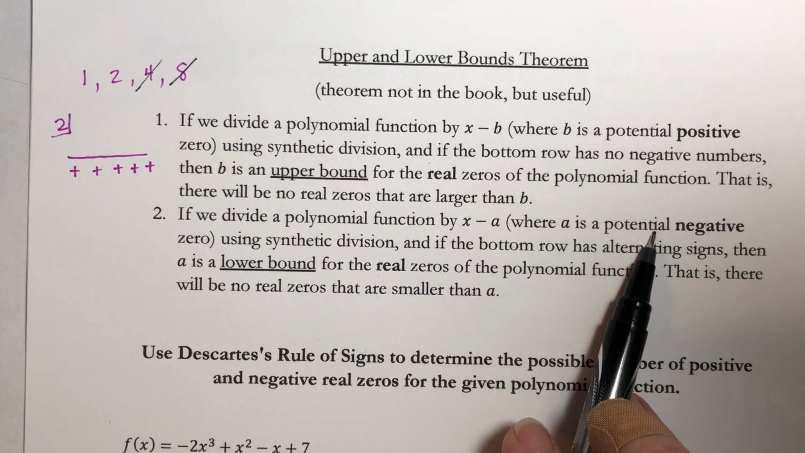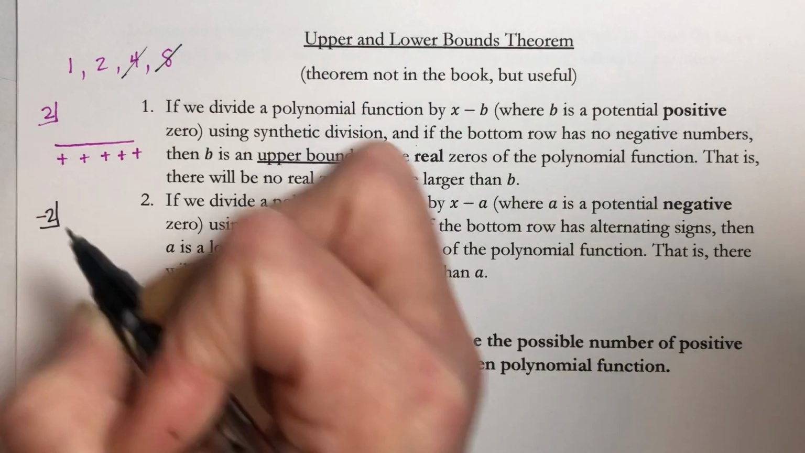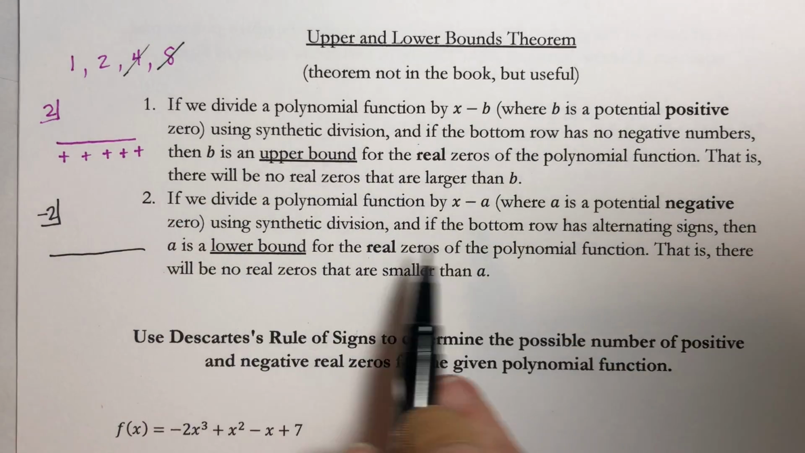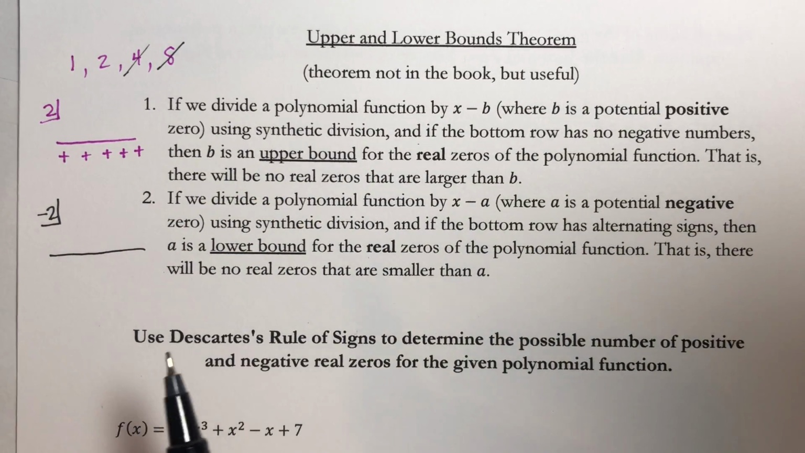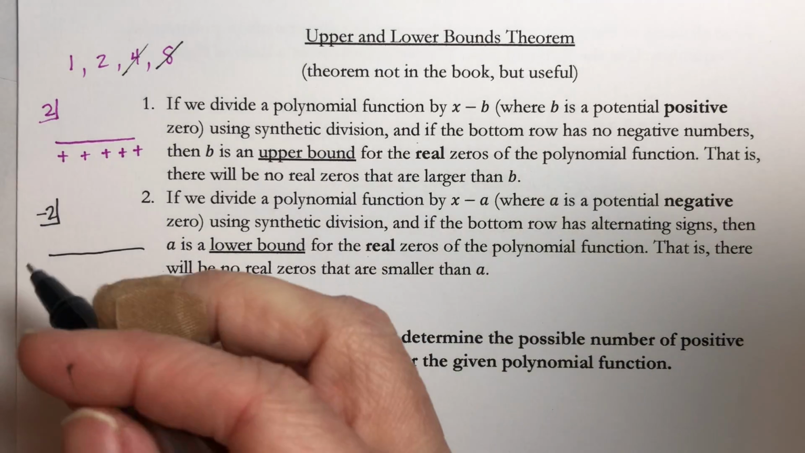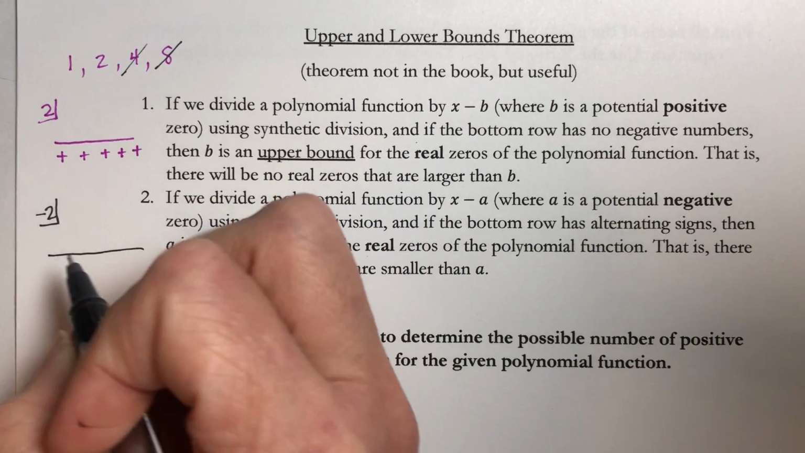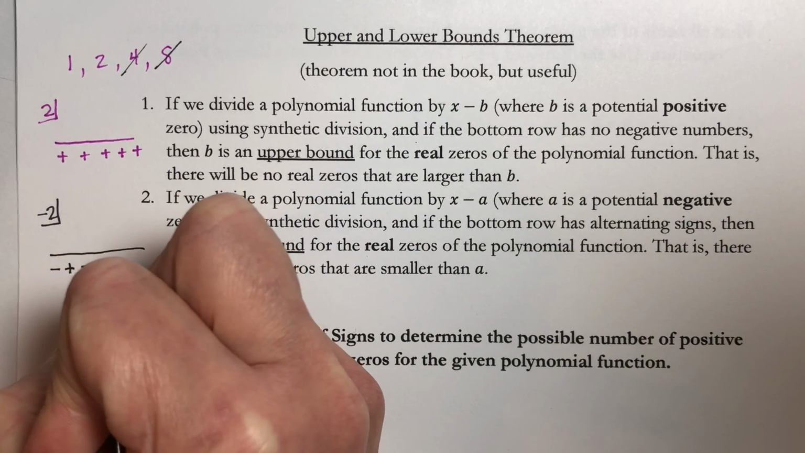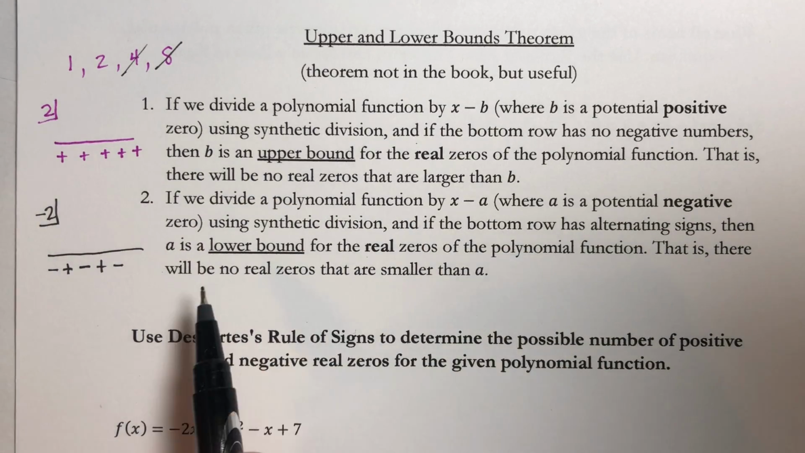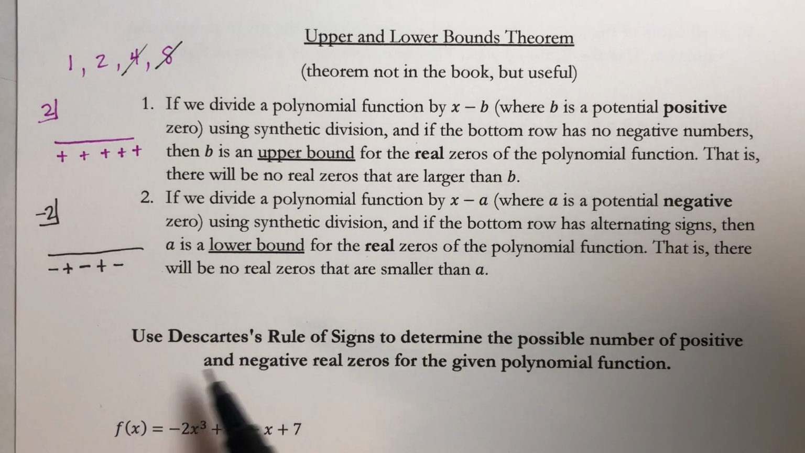Now, there's a similar thing happening with negatives. If you're testing negative 2, and as you're testing a negative number, you end up with alternating signs on the bottom, it does not have to work out. You may have a remainder other than 0, but it does not matter whether you start with a positive or a negative. If you end up with alternating signs, that means nothing smaller than negative 2 would work.